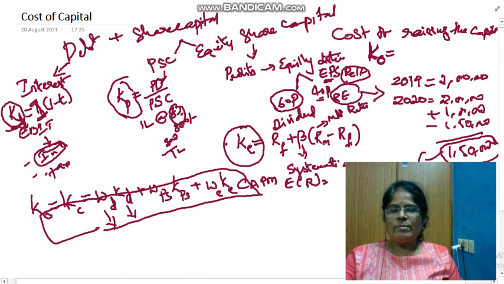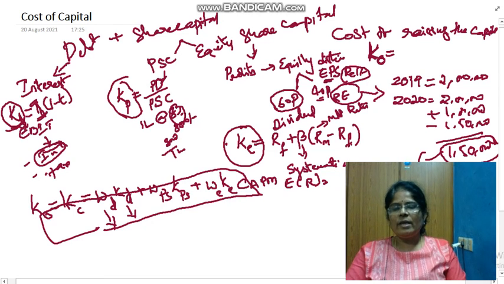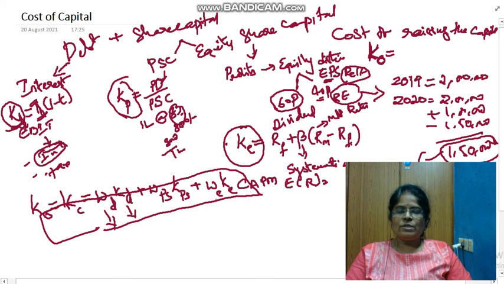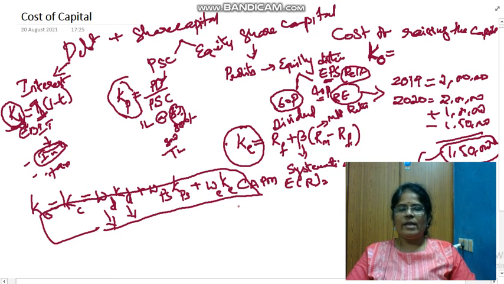Clear? So let me summarize. The cost of capital can be calculated by adding up all the sources of funds raised through debt, preference share capital and equity share capital. So how are you going to add these up? The respective weights into respective costs are taken together and summed up, and that is going to give you the cost of capital. I hope all understood how you calculate the cost of capital.